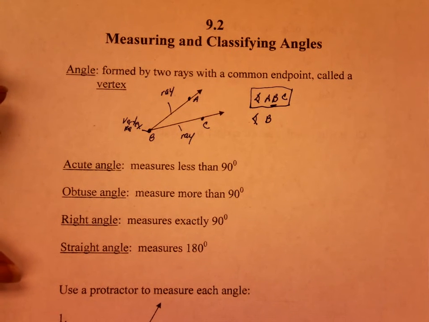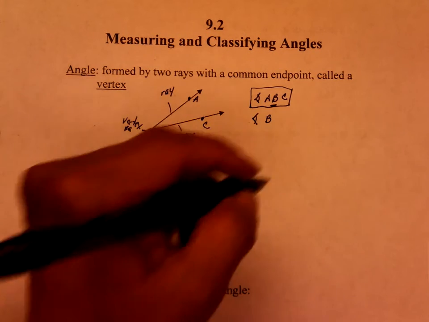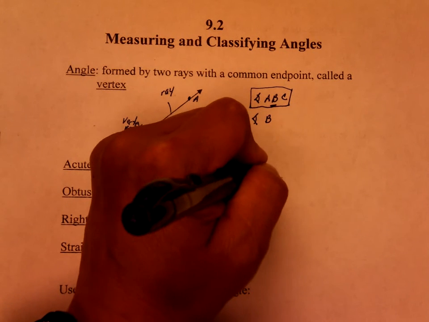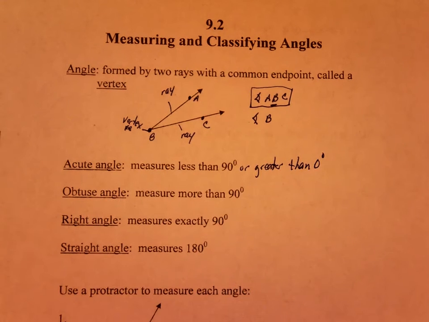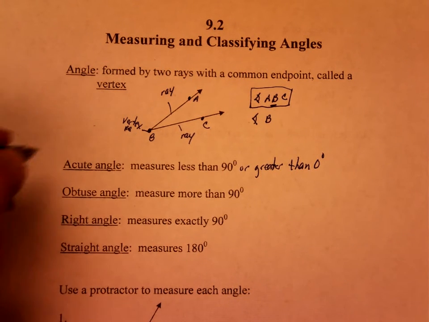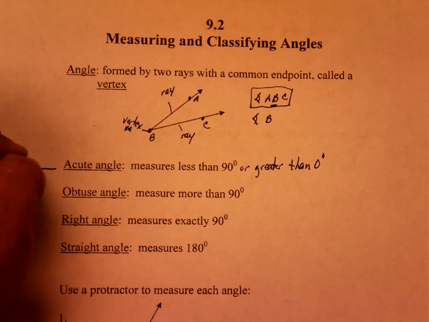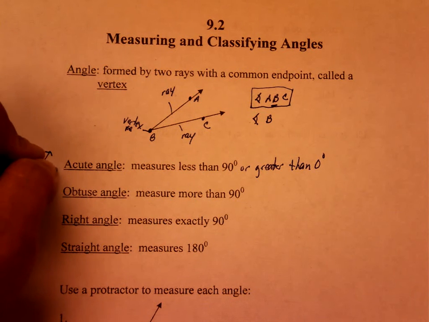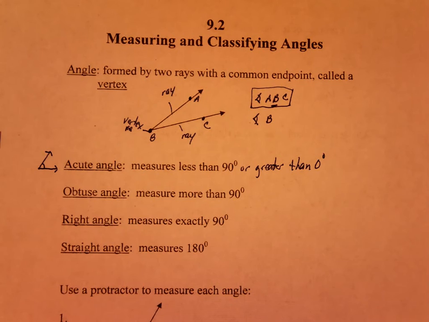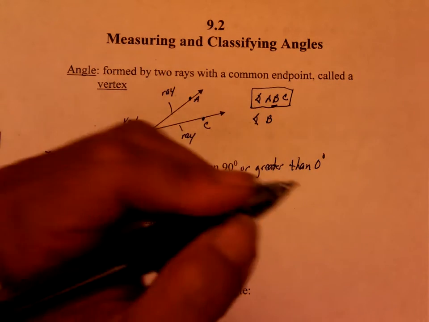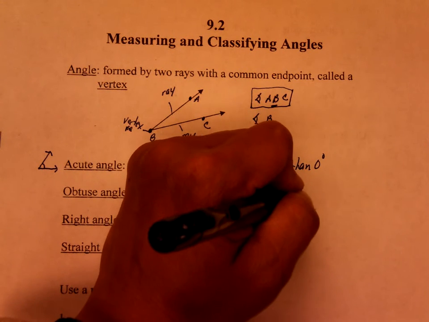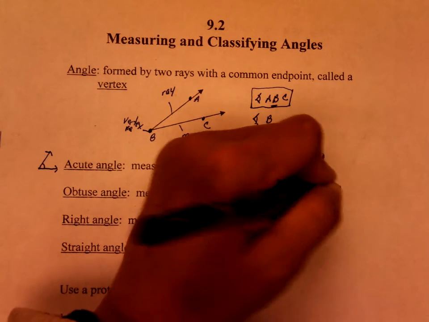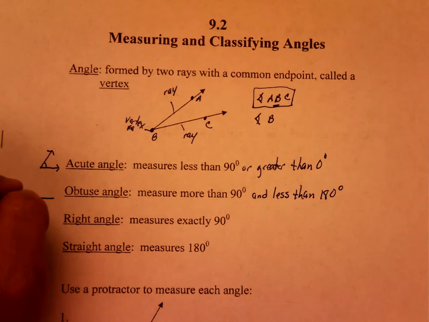An acute angle measures less than 90 degrees and greater than 0 degrees, and an acute angle looks like this. Anything that's less than 90 degrees is an acute angle. An obtuse angle measures more than 90 degrees and less than 180 degrees. So an obtuse angle would look like this.